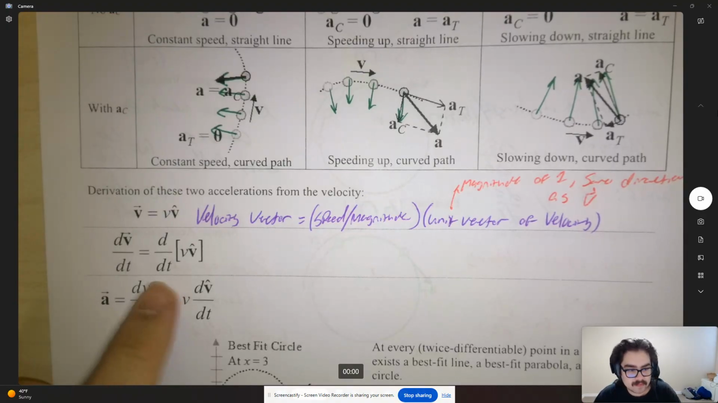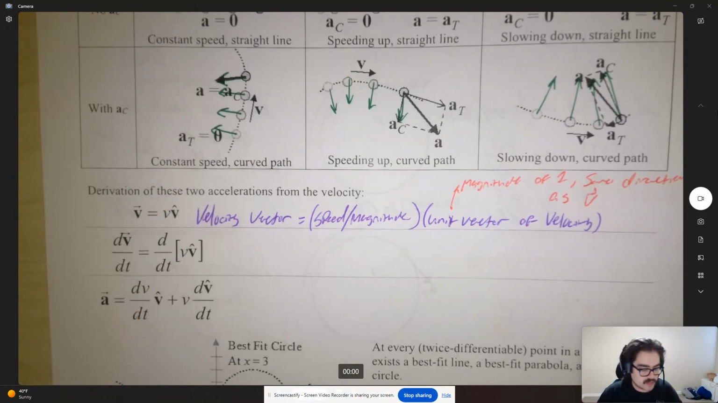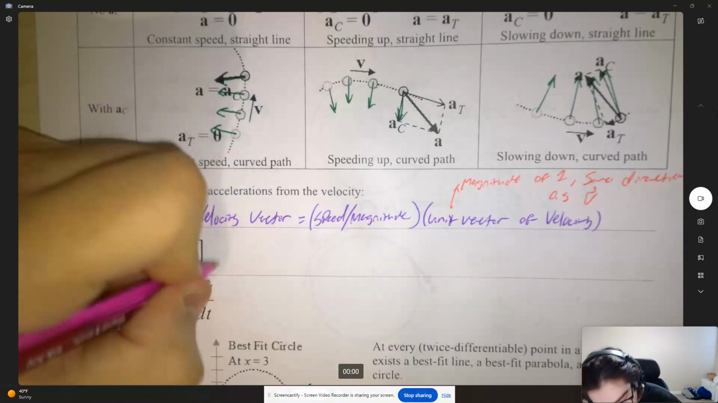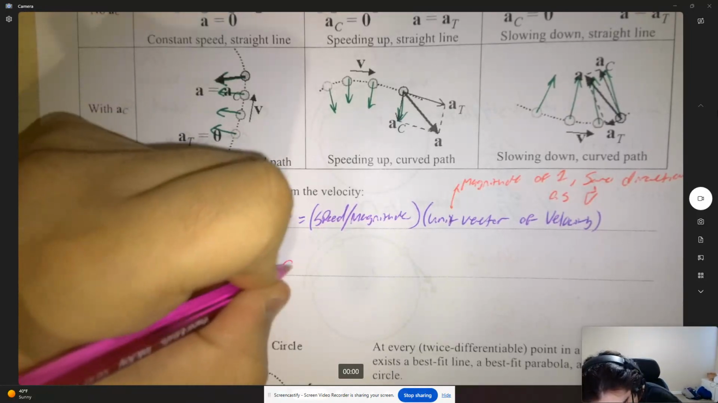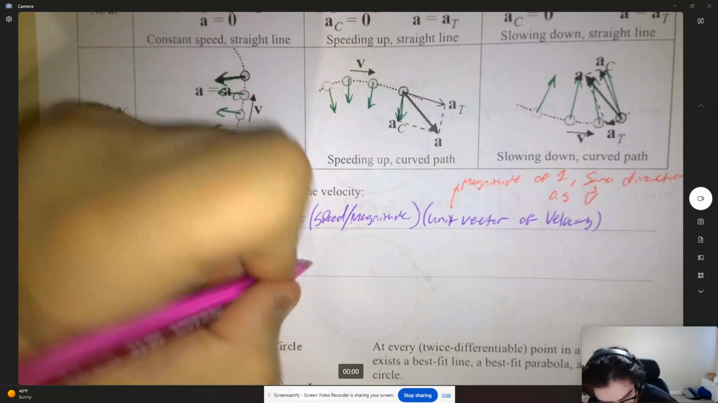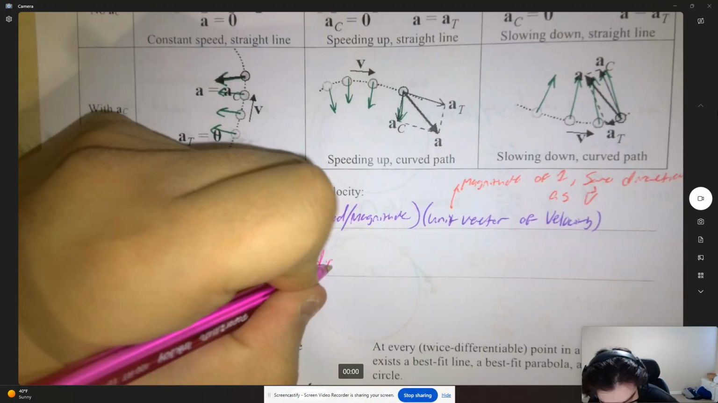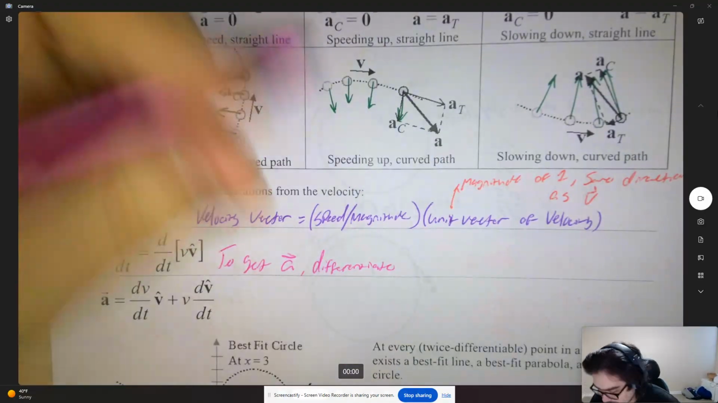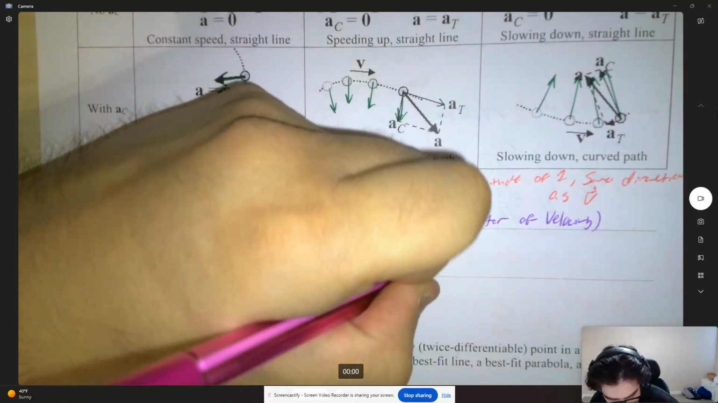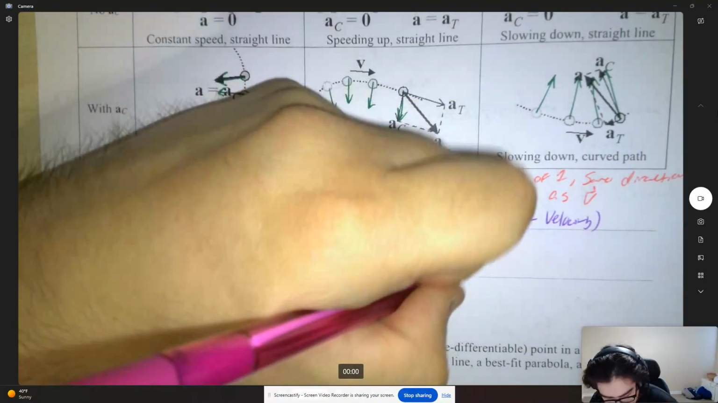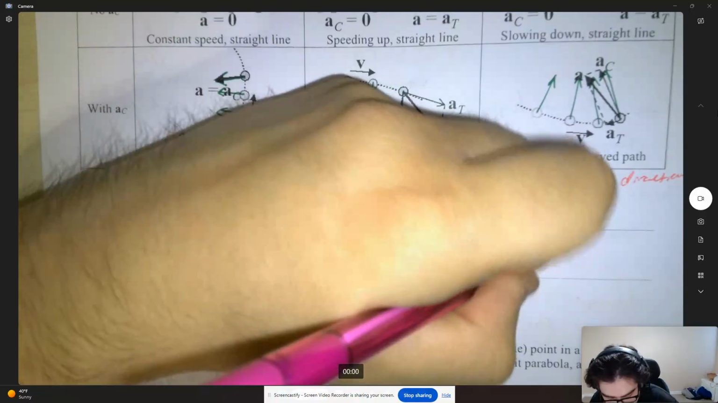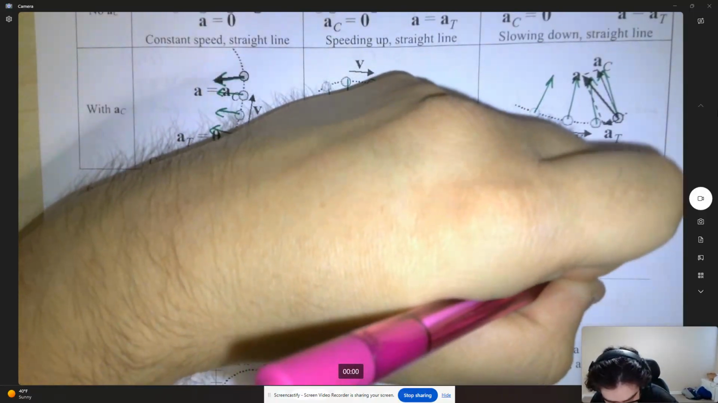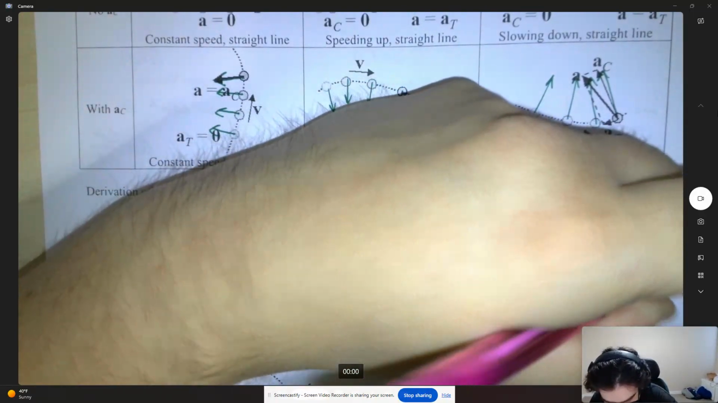Okay, for the next step here, I'm differentiating both sides to get acceleration, okay? To get the acceleration vector, differentiate velocity, okay, and we have to apply the product rule, okay.